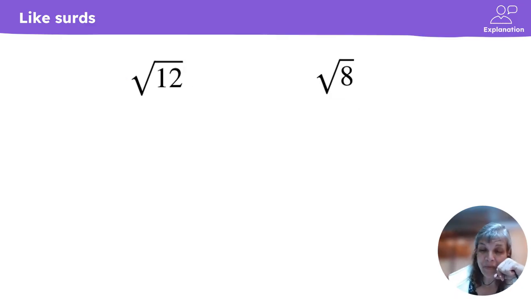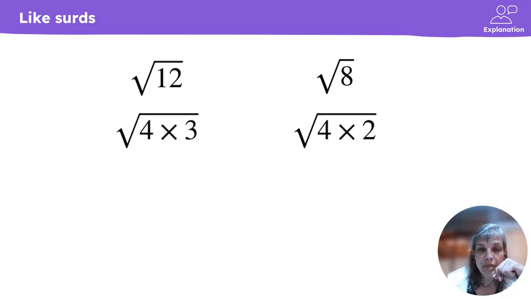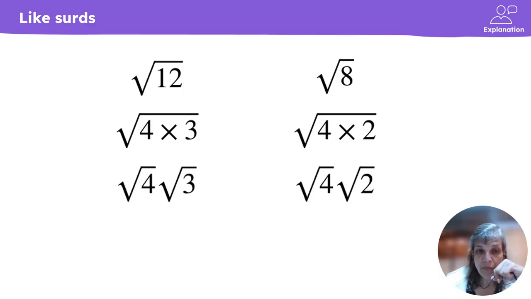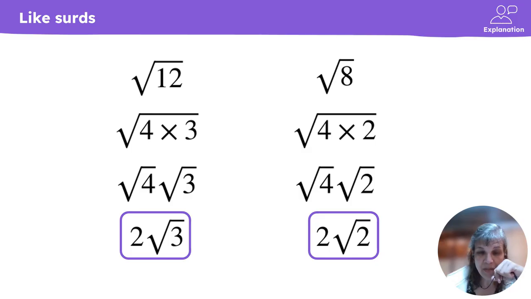What about root 12 and root 8? Well, they have a common factor, right? They have the common factor 4. So maybe I can break it down to root 4 times root 3, root 4 times root 2, and then the root 4's change into 2's. But they're not the same because one is a root 3, the other is a root 2. So they're not like surds and you couldn't add or subtract them.